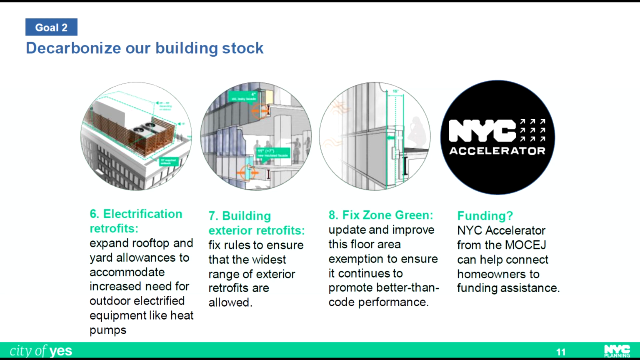Second, exterior retrofits. Zoning needs to ensure that where someone's trying to add thicker insulation or reclad an existing building, by removing an old facade and replacing it with a new, more efficient one, they don't run into zoning obstacles that prevent them from undertaking that type of project. And third, fixing Zone Green. Again, our zoning update from a decade ago, which had a wall thickness deduction, which awards a small amount of additional floor area for better than code buildings. We're proposing to update that to reflect the latest energy code and best practices for the future.